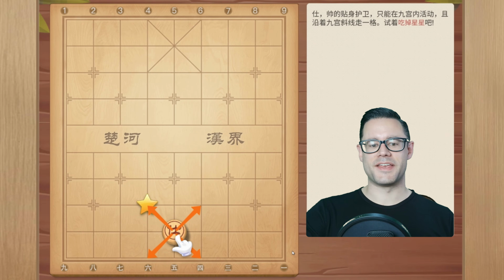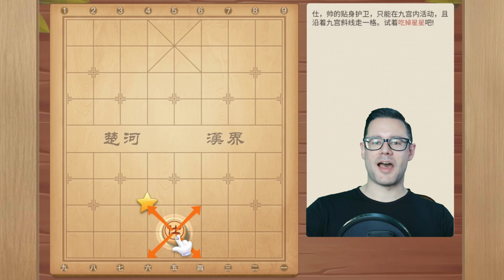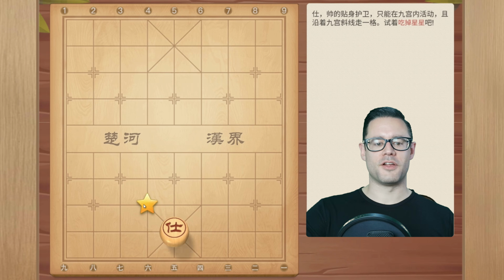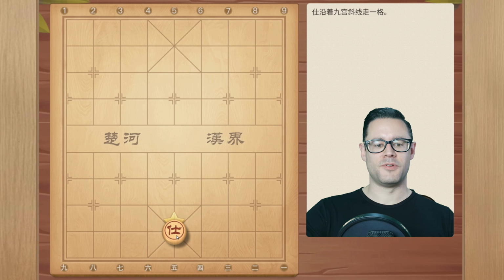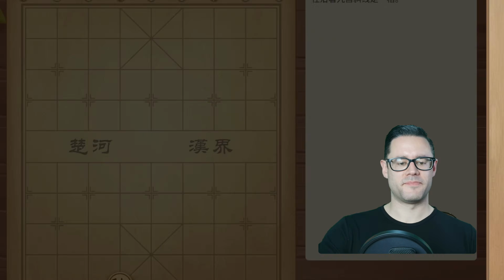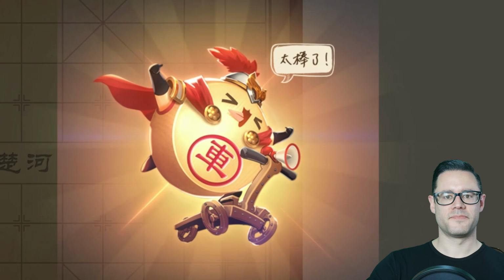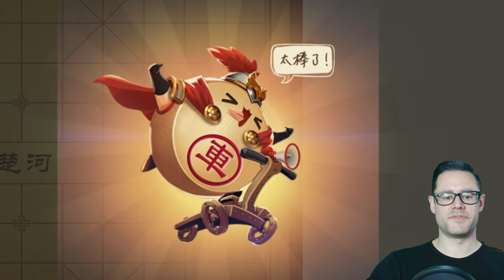Now let's look at the advisors. The advisors at the beginning of the game, they're situated on either side of the general inside of the palace, and they do kind of the opposite of the general. They move only along the diagonals. They cannot move on the perpendicular lines, diagonals only. And just like the general, they stay inside the palace. They cannot exit the palace at any time during the game. And that's how the advisor moves.